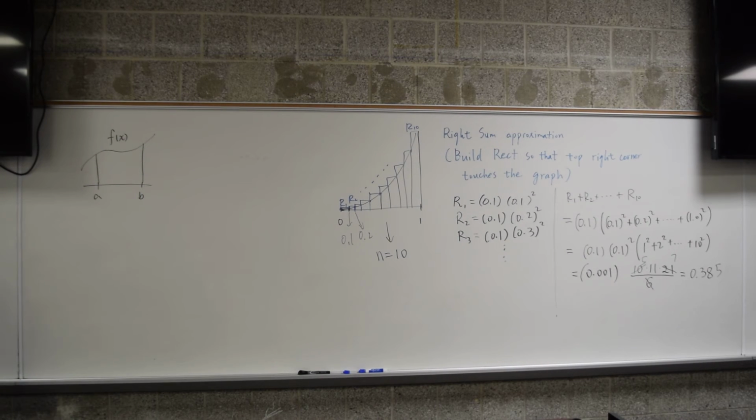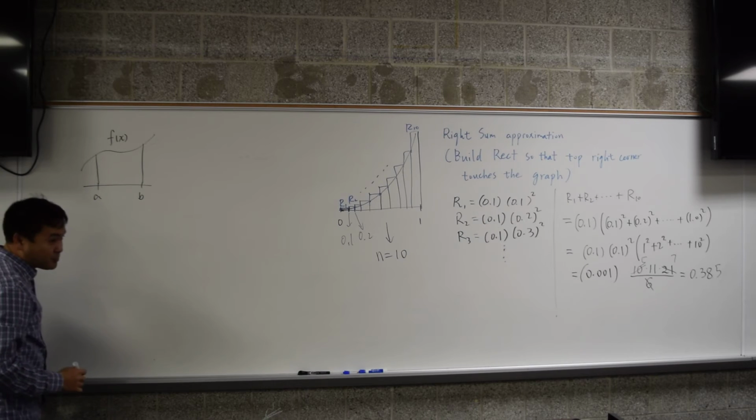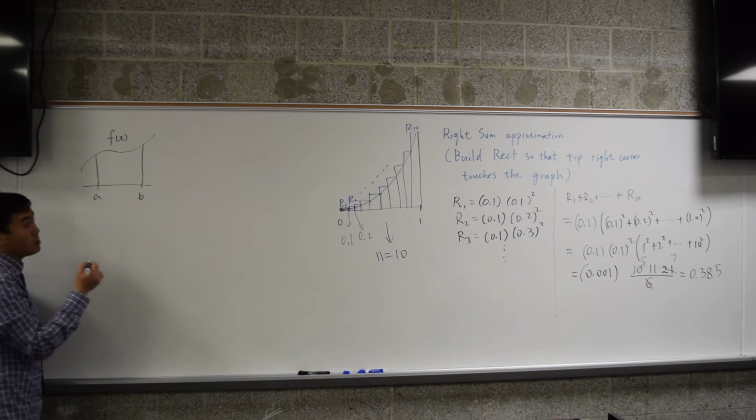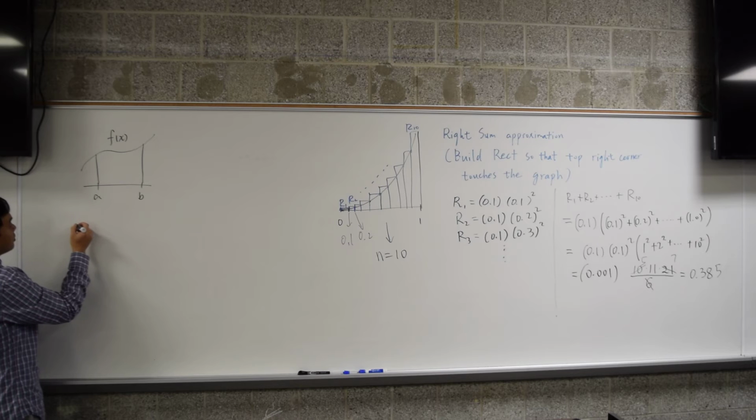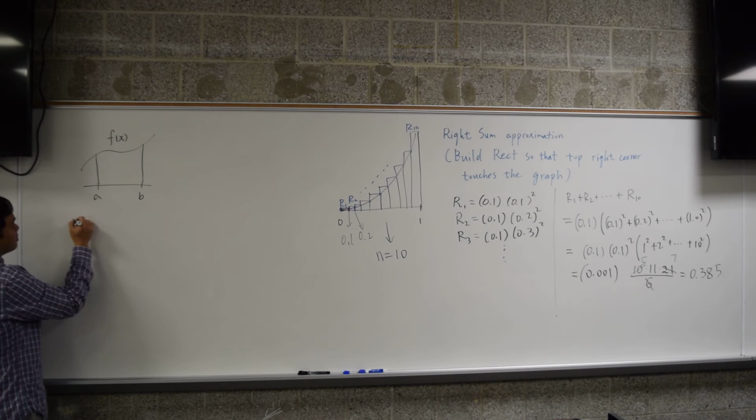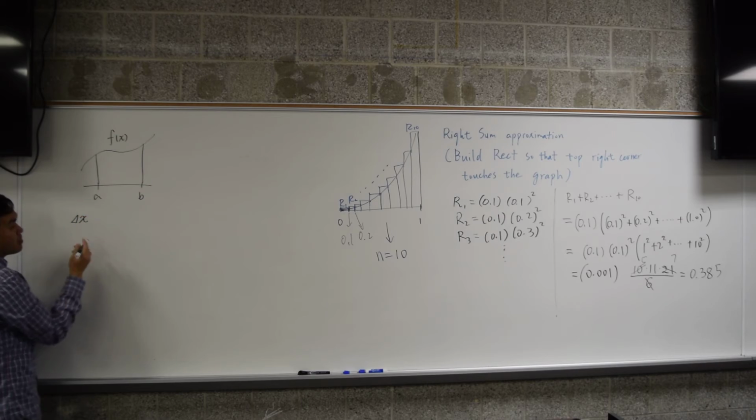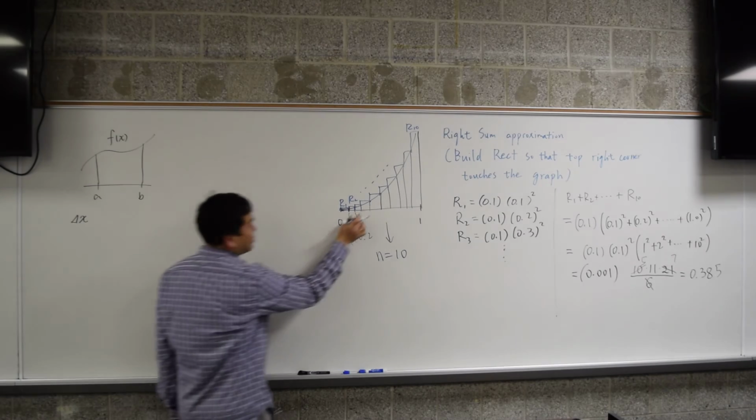What does it mean to find the right sum? Okay. So here's the procedure for the right sum. So first, you calculate something called delta x, and delta x is really the base length.